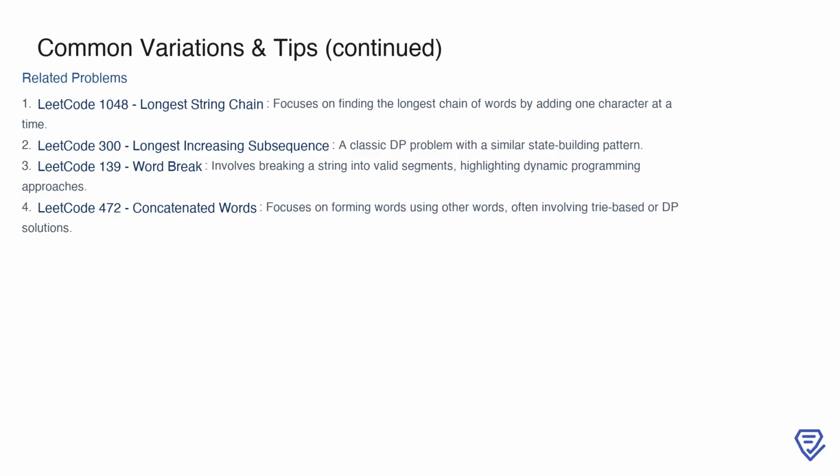Then there's LeetCode 139, word break. This problem involves segmenting a string into valid words, and it highlights the importance of dynamic programming in solving such challenges. Lastly, LeetCode 472, concatenated words, requires forming words using other words. This is a more advanced variation that often involves tree-based or dynamic programming techniques. By practicing these problems, you'll gain a stronger grasp of the patterns and approaches that can be applied to chain-related challenges.